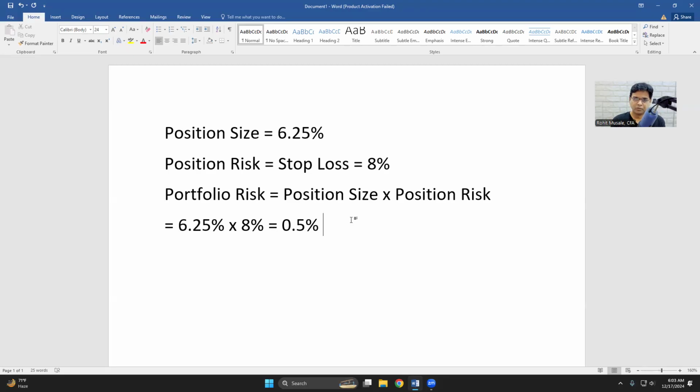Okay, position size normally minimum recommended is 5% for beginners, and for very advanced experienced professionals the maximum position size is 25%. Okay, till here it is fine. Till here I hope you have understood, this is extremely important.